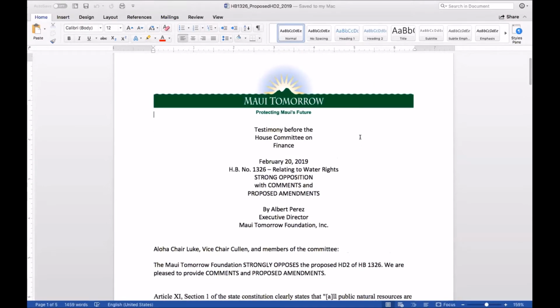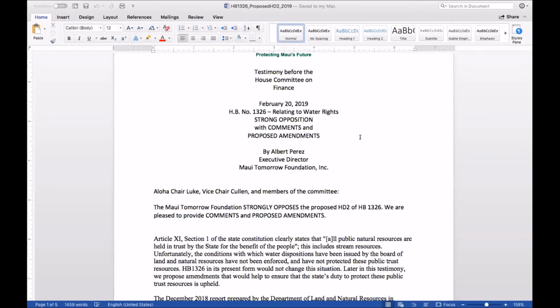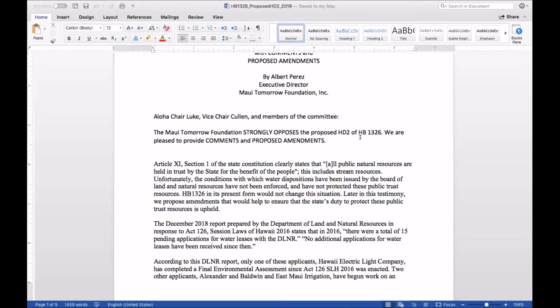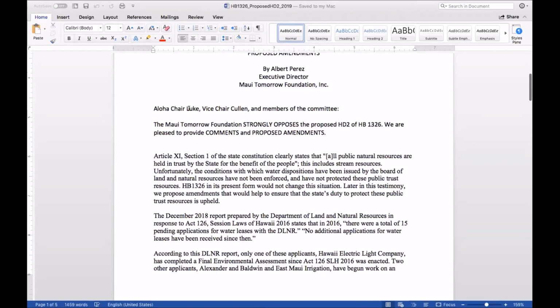So this is a format that I've seen, groups like Alexander and Baldwin, they do this, or the Chamber of Commerce, and I pretty much just adapted mine, emulated theirs, because I think they probably have a lot more experience. And it seems to work pretty well. So then you start off and you have to address the chair. So it's Sylvia Luke. Aloha, Chair Luke. Excuse me, Vice Chair. You always call out the chair and the vice chair and members of the committee. That's the formality that I think that they appreciate.